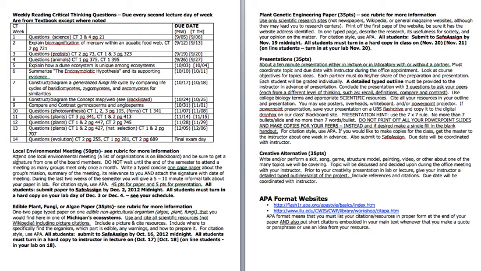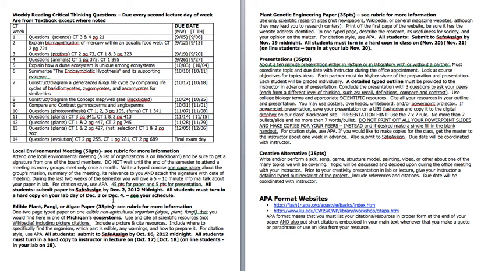Local environmental meeting, we'll have a list of those. What you need to do is attend a meeting, write a one-page description of the group's mission, a summary of the meeting and its relevance to you, get a signature from the director of the meeting, and then turn that in APA format through SafeAssign by December 2nd, and then you're going to need to turn in a hard copy on your lab on December 4th.